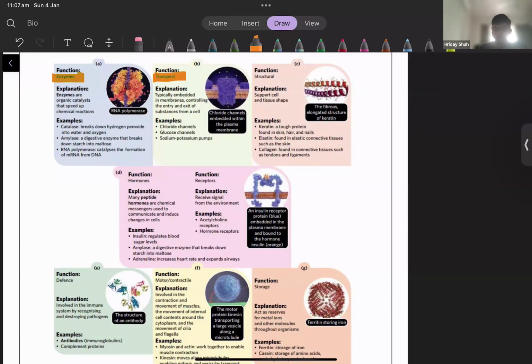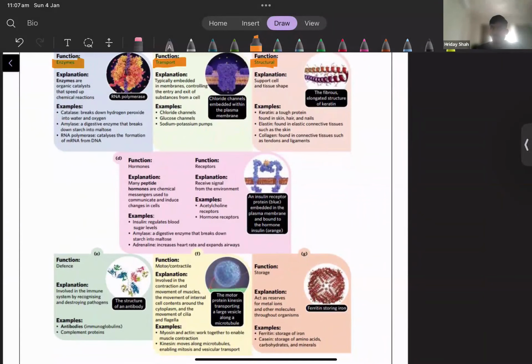Next function, transport. We did look at examples in early Unit 1, 2 of channel proteins, carrier proteins, right? So think back to those proteins. What were they doing? They are allowing something to cross the semi-permeable membrane. Structural is self-explanatory, right? Supporting your cell structure, supporting your cell shape. Not too concerned about that one.